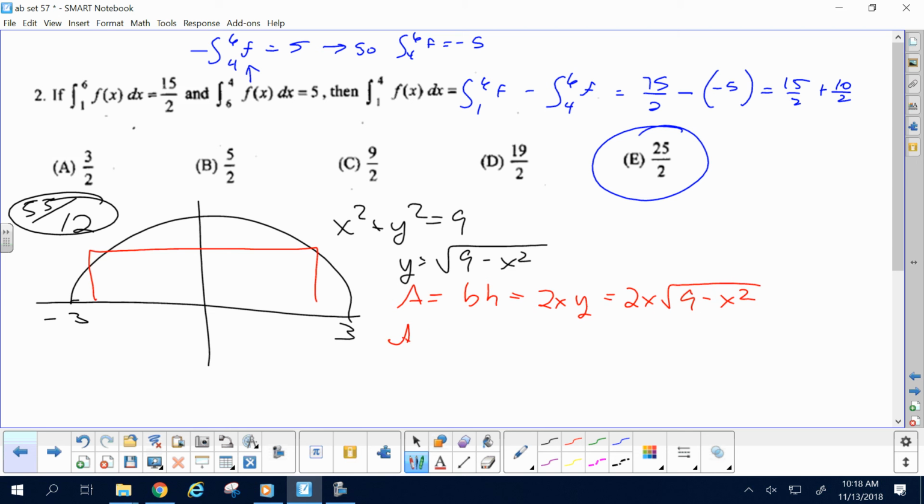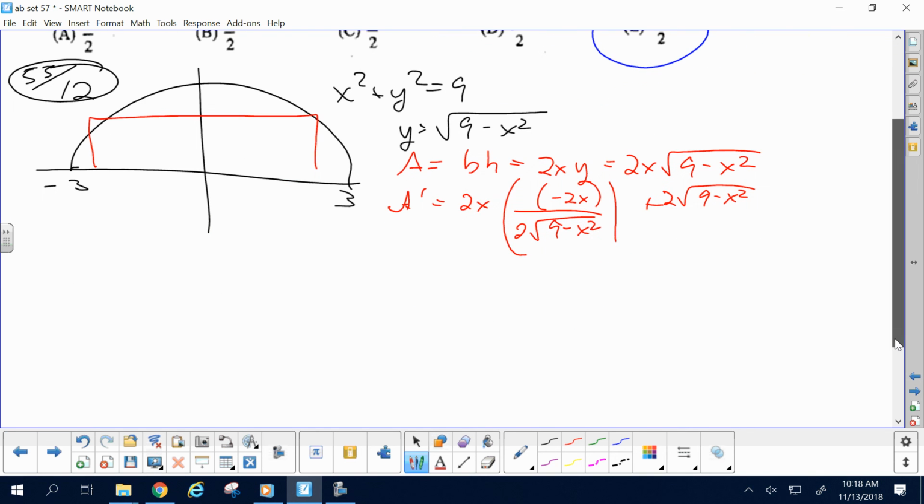So if you use the product rule on your derivative: first stays the same, derivative of second, plus second stays the same, derivative of first. That's the derivative. You with me?